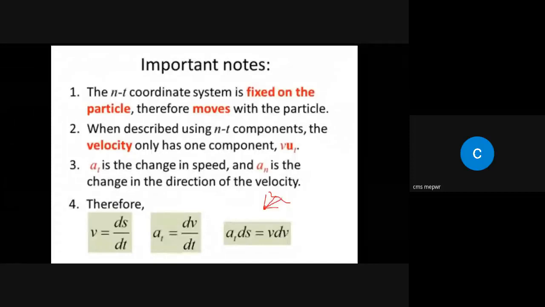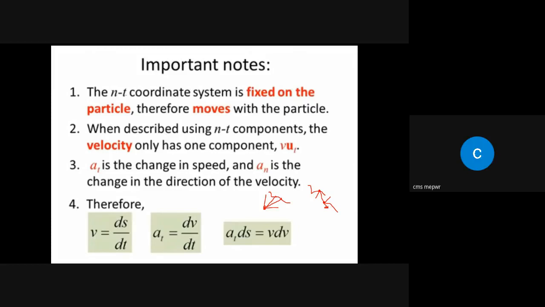Okay, if you are having the n-t coordinate system, and you want to find out the position of the particle at this instant, in that case we don't have any fixed origin. Rather, we will set our origin at this position. This one will be our t component, and this one will be our n component. So in this case, the origin is fixed on the particle, and when the particle moves, the origin also moves with it. Is it clear?